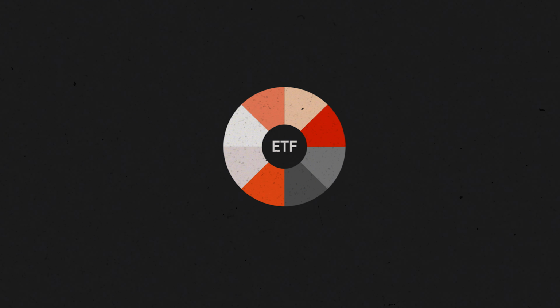ETFs, a special type of managed fund that can be traded on an exchange like the ASX. Because you don't have to apply for units, there is less administration involved in buying an ETF when compared to a managed fund. ETFs generally offer better liquidity, access to capital, and greater holdings transparency compared to managed funds.